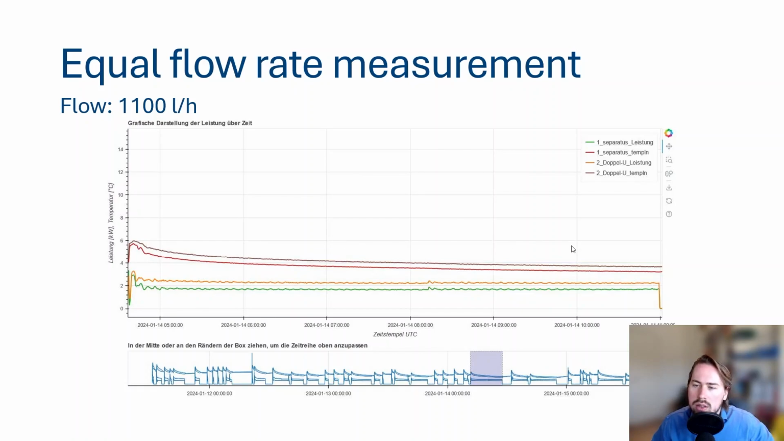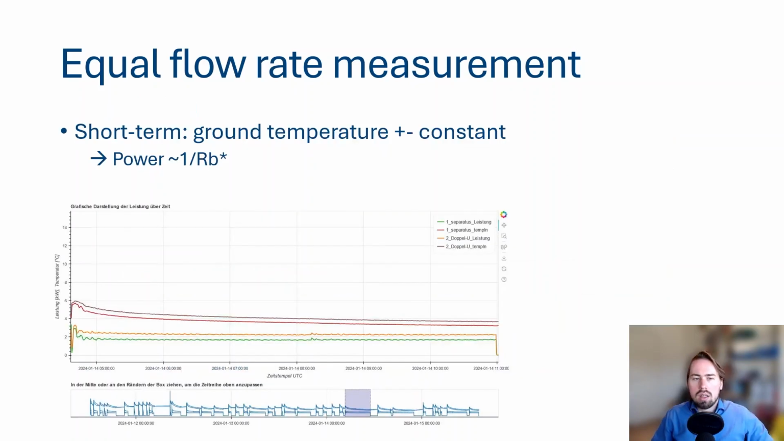And the other ones are the fluid inlet temperature. As you can see, we're more or less at steady state because the power, the heat extraction, is more or less constant. And what you can see is that the double U-tube has a higher heat extraction rate from the ground than the Separatus one. Since we're looking at the short-term effects, only a couple of hours, we can say that the ground temperature is more or less constant.